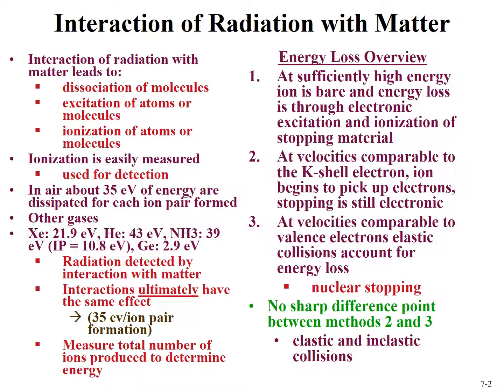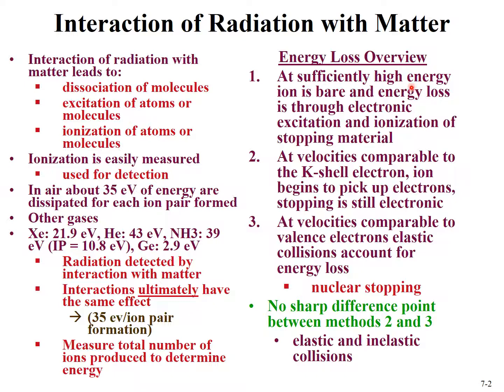But fundamentally, the interactions ultimately have the same sort of effect. And the formation of ions is what can be used to detect radiation by radiation detectors. And basically, if you measure the total number of ions produced, since the ionization is a function of energy, I can determine the total energy from that particle that's producing the ionization.